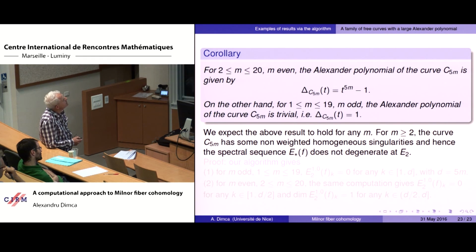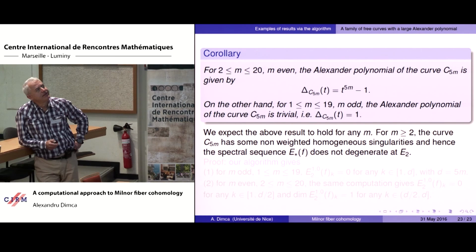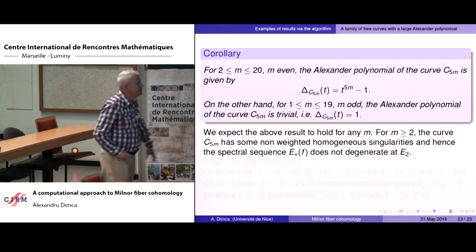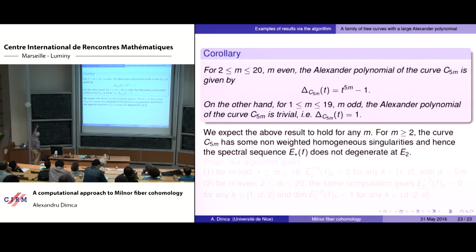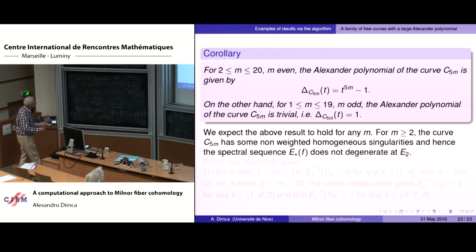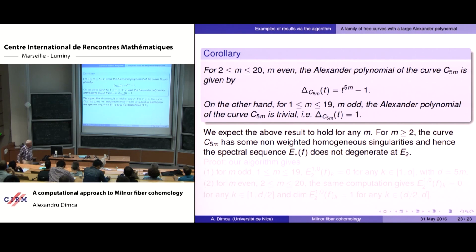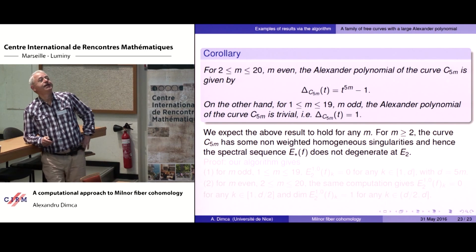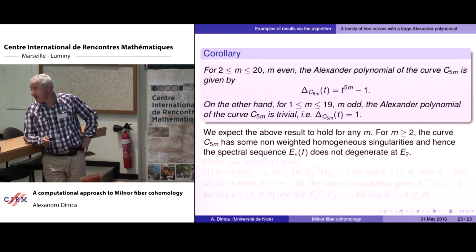So this says that the first Betti number of the Milnor fiber is 5m. So we have a lot of space in the cohomology of H1. And according to this philosophy here, we can construct smooth surfaces with large first Betti number, and maybe this will give rise to interesting fundamental groups. This is a question under investigation, so I cannot tell you now the answer.